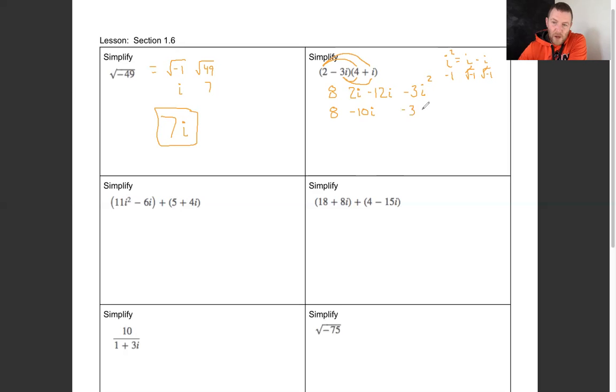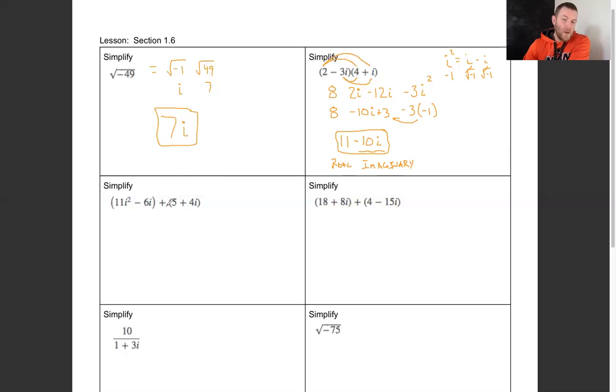So this would be negative 3 times negative 1. And negative 3 times negative 1 is positive 3. So that's where this goes. This goes right there. And then simplify. 8 plus 3 is 11 minus 10i. They're going to say, what's the real part of this? Well, obviously, what's the real number? The real number is 11. What's the imaginary portion of the solution? Negative 10i. All right. So that's how you simplify those.